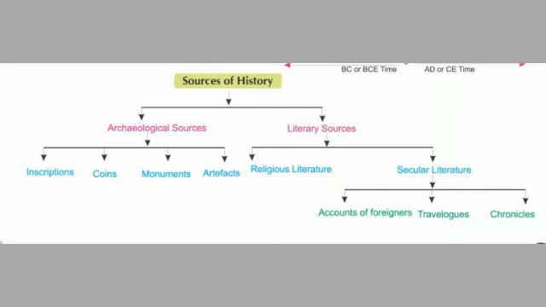Second, coins. The study of coins is called numismatics. Coins provide a good deal of information about the past. They provide information about the rulers who issued them, the period of their reign, and the social and economic condition of their time.